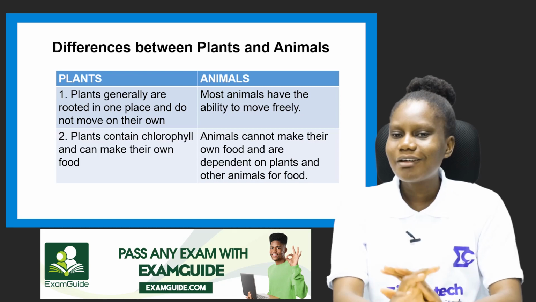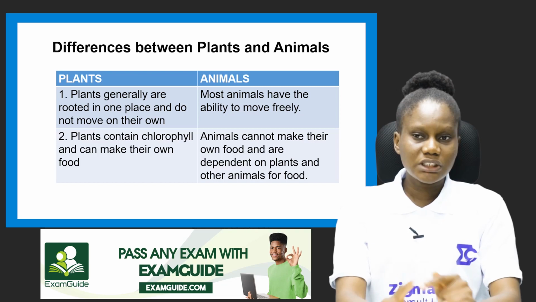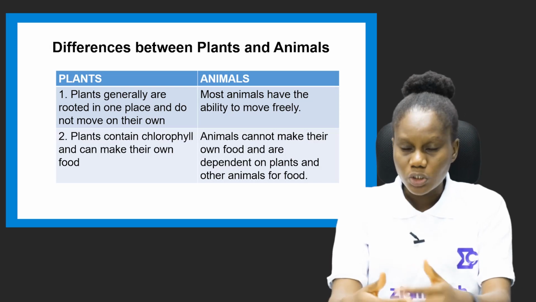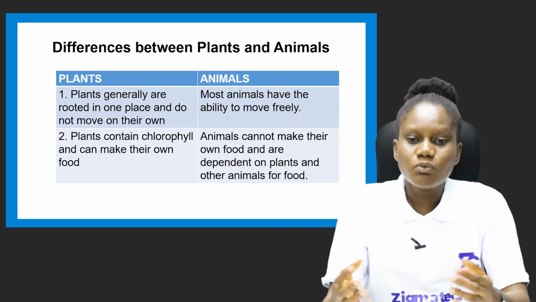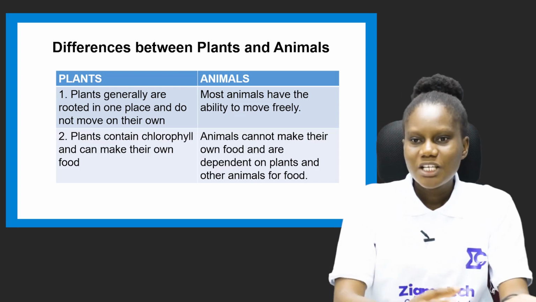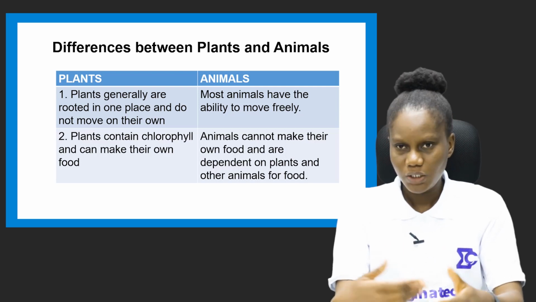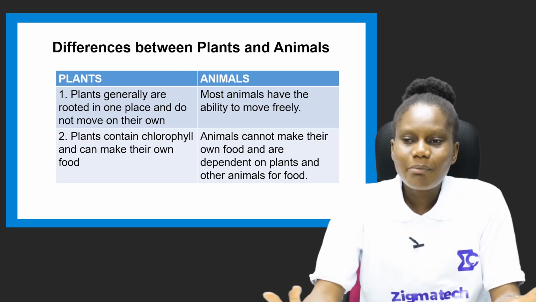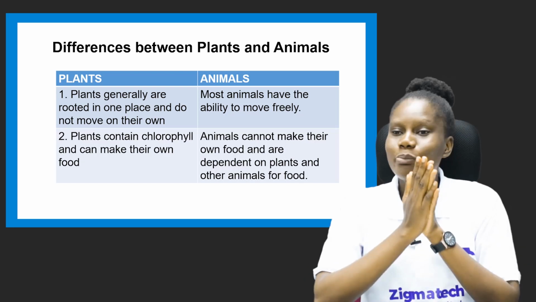Number 1, plants generally are rooted in one place and do not move on their own. If you remember in the first part of this lesson, I said plants don't change position. But they can swing. They don't move on their own, except when there's an external factor like the wind. When it blows, they move or bend. So plants generally are rooted in one place. They don't move like humans or other animals. They can't move freely. For animals, most animals have the ability to move freely. They can change position. They can move from one place to another.